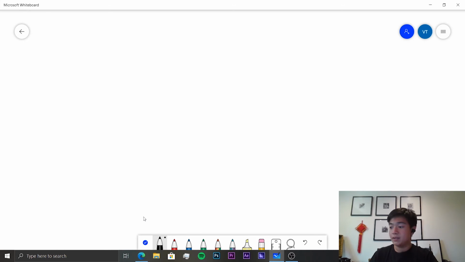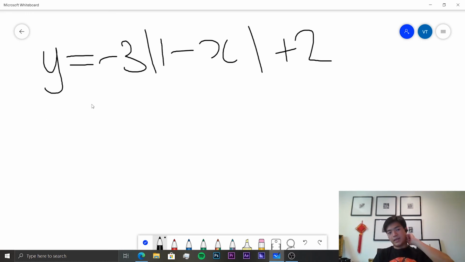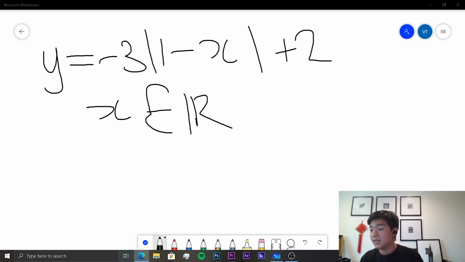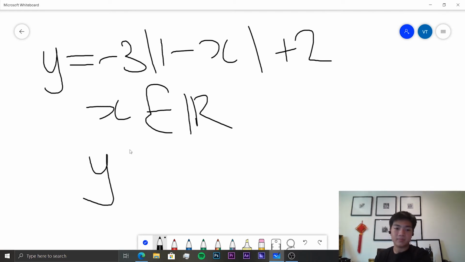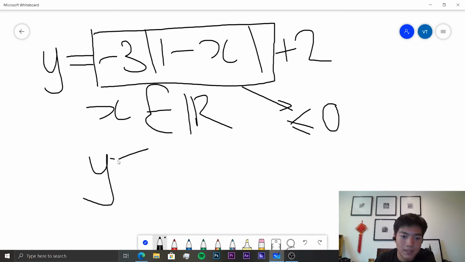Okay, let's move on to the next one. We have y is equal to negative 3 times |1 minus x| plus 2. So domain, it's still x is part of the real number set, but what is the range? The greatest value of negative 3 times the absolute value of 1 minus x is 0. So this will always be less than or equal to 0. In the case that this is 0, the y value will be 2, so y will always be less than or equal to 2.